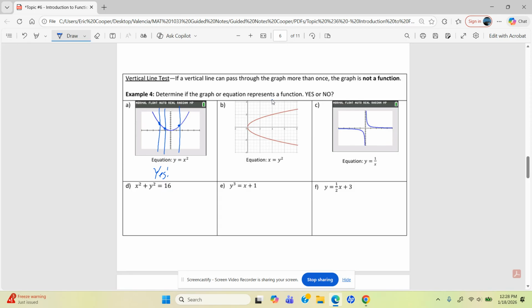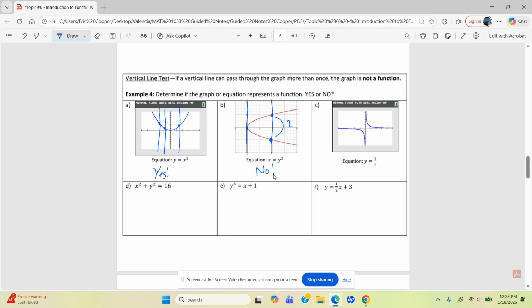Whereas if you take a look at B, if I draw a line through here, it hits it twice. Now, does it hit it once at some points? Yes. Technically, if you do it here at the vertex, it only hits it once. But I have to be able to draw a vertical line anywhere through it, and it only hit once. Here I drew a vertical line, and it hit 2 times. So is this a function?